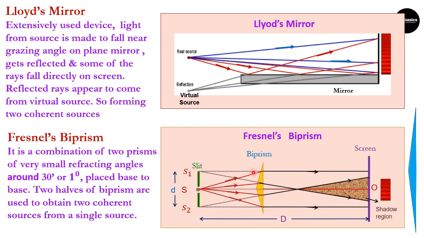Light from the single source falls on the biprism, and it gives us two virtual sources S1 and S2. So with the help of Fresnel's biprism, we get two coherent sources, which will give us an interference pattern as we get in Young's double slit experiment. The interference pattern is shown here. In this way, we can prepare two coherent sources in the laboratory by using Lloyd's mirror or by using Fresnel's biprism.